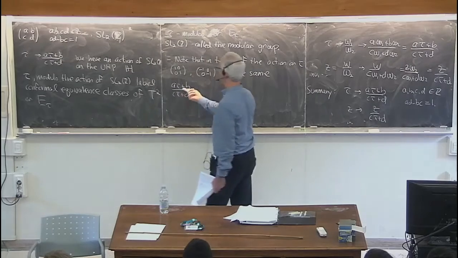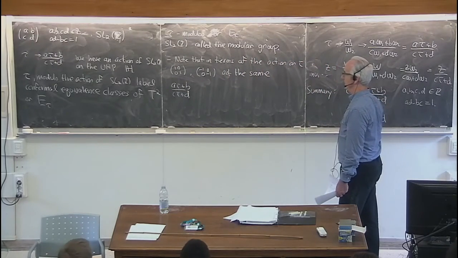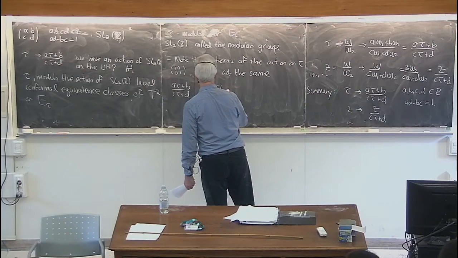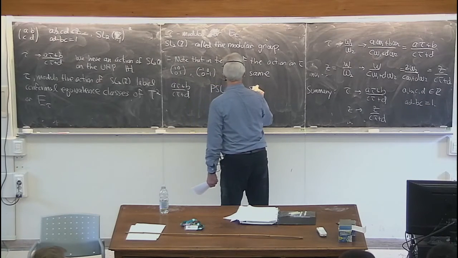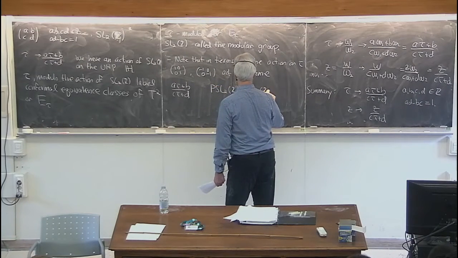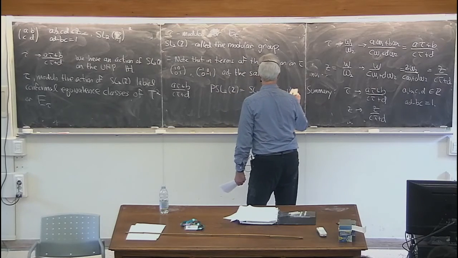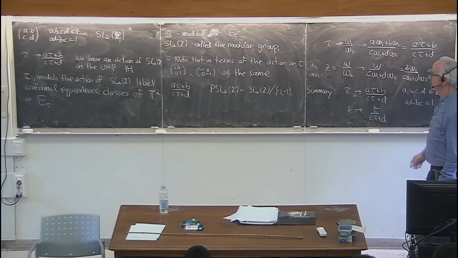And so if I change the signs of A, B, C, and D, I don't change the sign of this transformation. So it's often useful to work with a slightly different group, which is called PSL2Z, which is SL2Z modulo 1 and minus 1. So you regard the identity and minus the identity as the same element in PSL2Z.